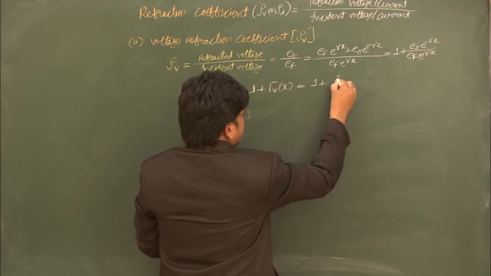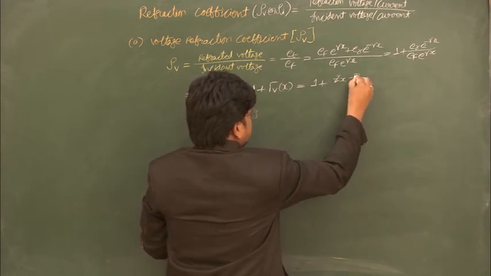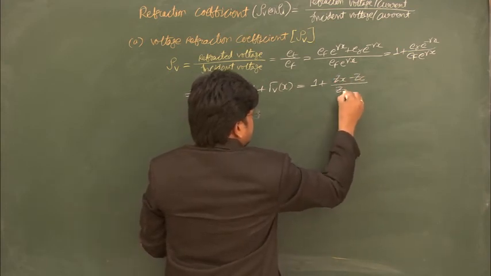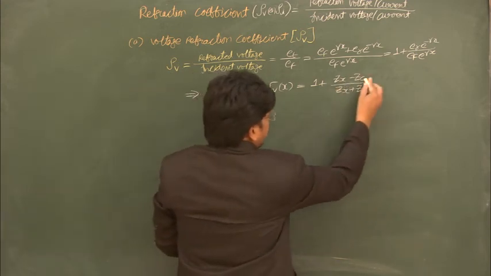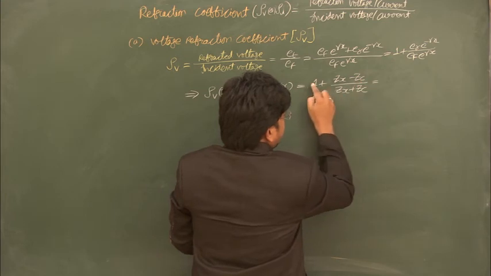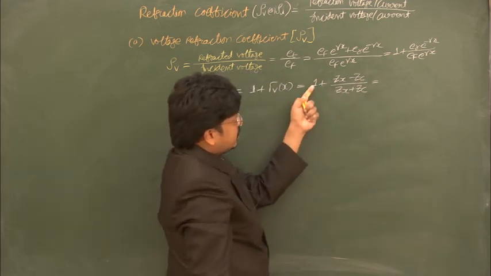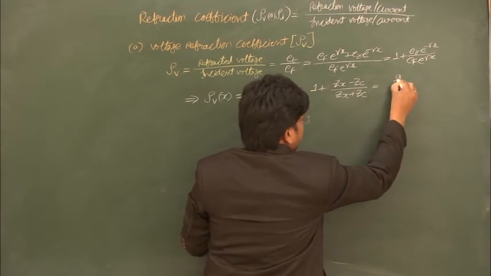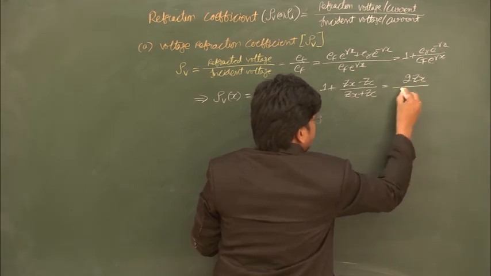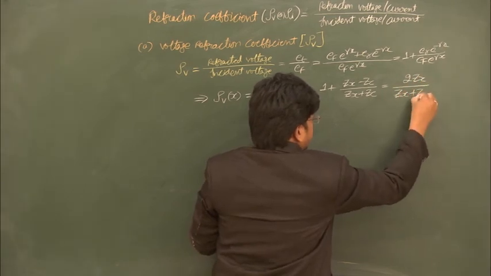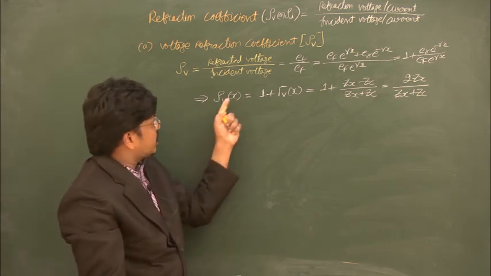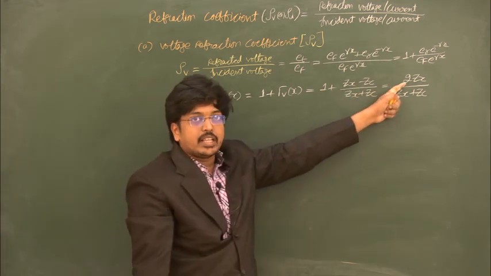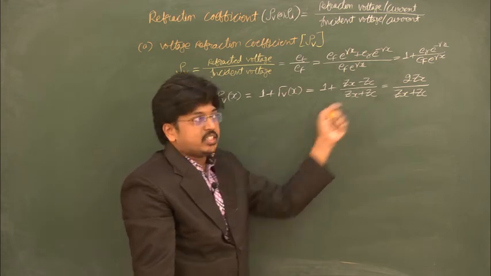Now substitute the value of eta V, which we have already defined. This is 1 plus (Zx minus Zc) by (Zx plus Zc). Right? Now substituting the values, we will get (Zx plus Zc) by (Zx plus Zc), and the Zc terms cancel each other. So finally we will get 2 Zx by (Zx plus Zc). So this is the voltage refraction coefficient, rho V of x equal to 2 Zx by (Zx plus Zc).